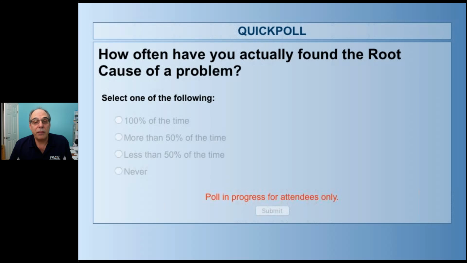So how often have you actually found the root cause of a problem? 100% of the time? More than 50%? Less than 50%? Or you've never actually gotten down to the root cause? Okay, 10 seconds. I'm going to close the poll. Everyone can get their answers in. We're at 92%, so there are a few of you who haven't answered yet.